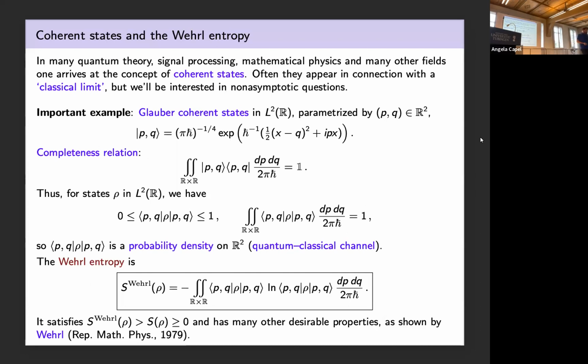And now what Wehrl suggested is that you look at the continuous entropy of this probability density: just the density times log density integrated over the parameter space. He suggested this is what's called the Wehrl entropy of the state.